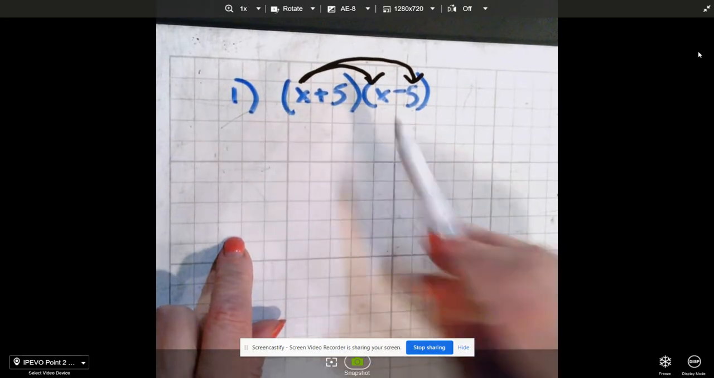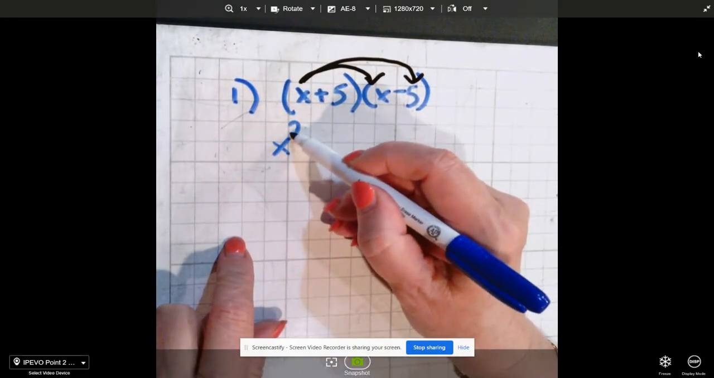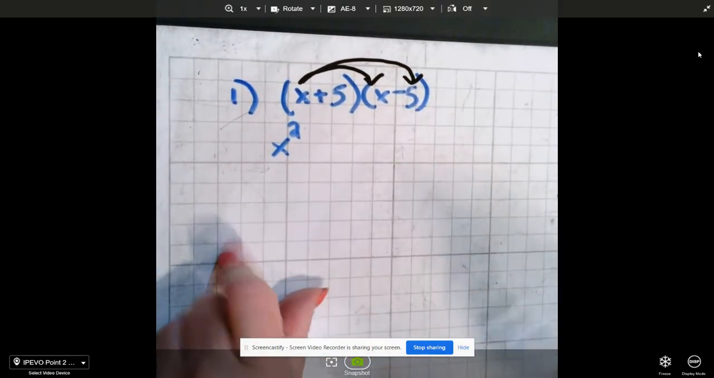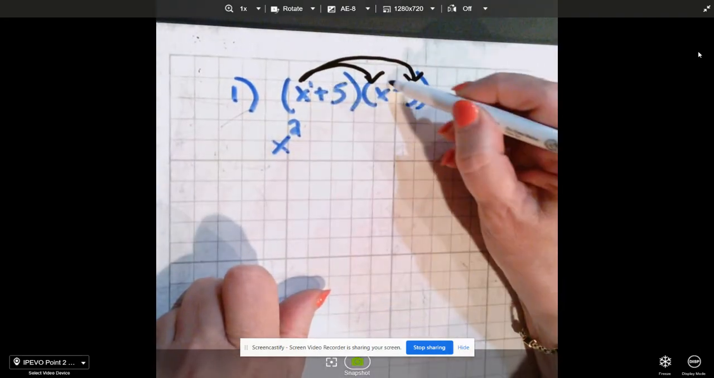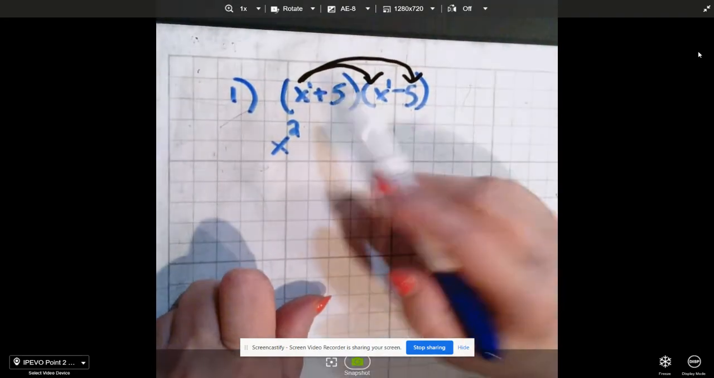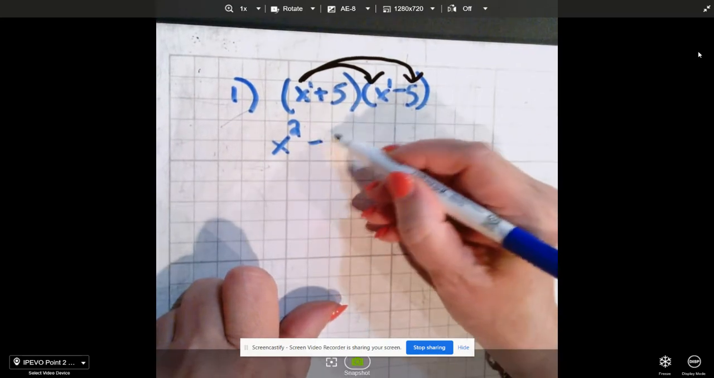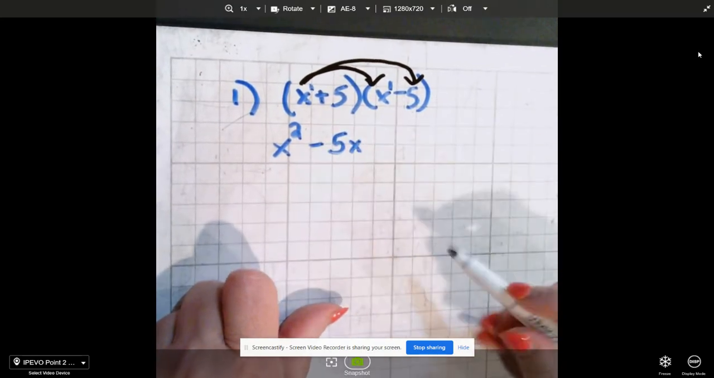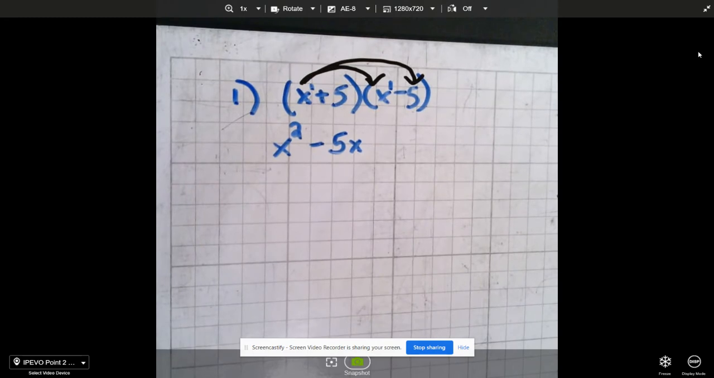So x times x is x squared. Remember, when you're multiplying, you add the exponents. And when you don't see an exponent, 1 is assumed. And x times negative 5 will be negative 5x. Now you have to multiply the other side.